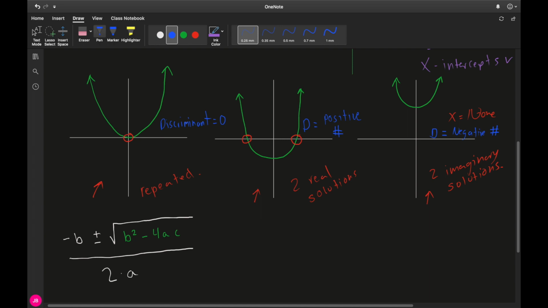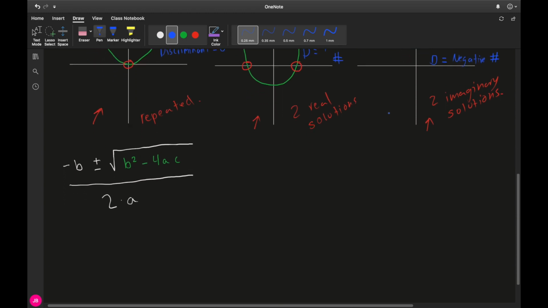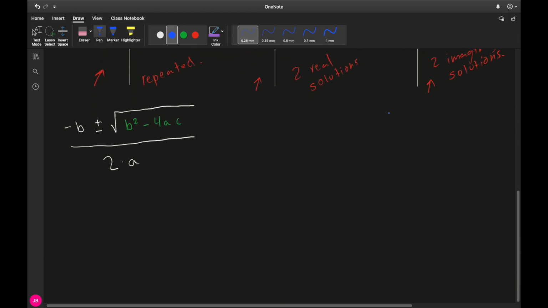Okay, so we have three different possibilities. It can either be 0 or positive or negative. And this right here is going to help us determine which one of these it's going to be. So let's talk a little bit about what imaginary numbers actually are and why we would get them if the discriminant is negative.